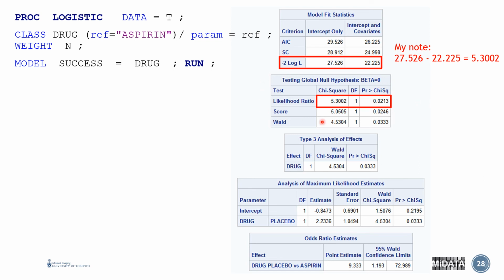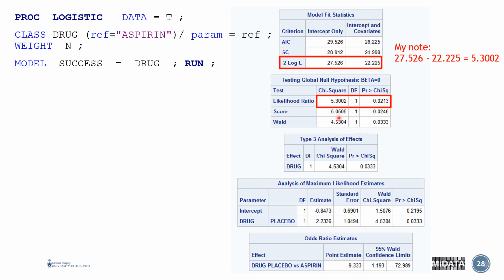Now, you'll see in the testing of global null hypothesis that there are 3 chi-squares that are given here, and I wouldn't worry about those. We've shown you how to calculate the likelihood ratio. We've shown you how to calculate the score test. And the Wald test, as I explained briefly just before, is another chi-square that SAS prefers to use, just because it's more robust, but it's complicated to calculate, so we're not going to go through how you calculate it. But all 3 of these are what they call asymptotically equivalent. So meaning that it's just a preference.